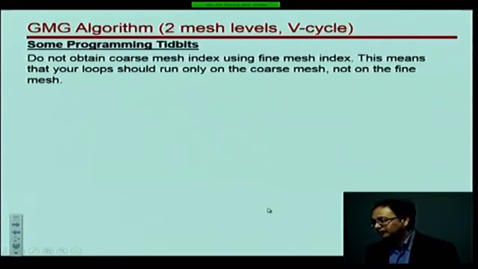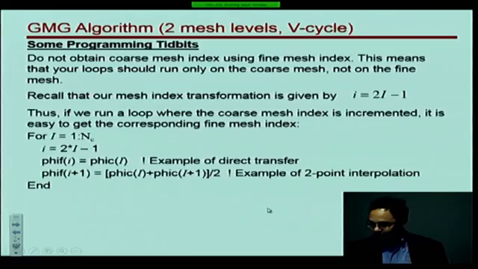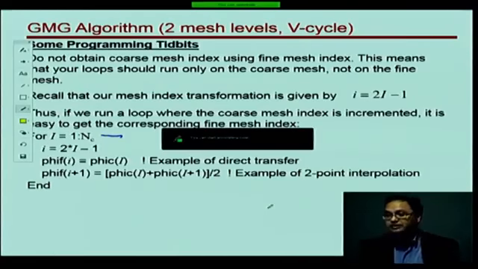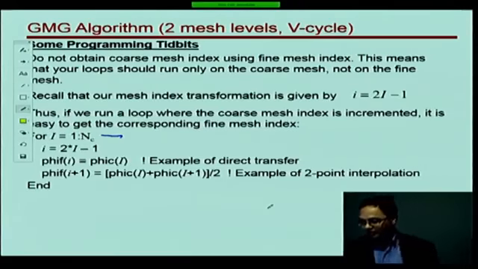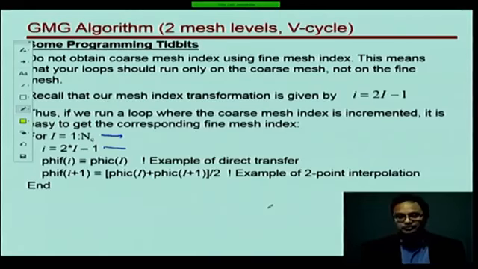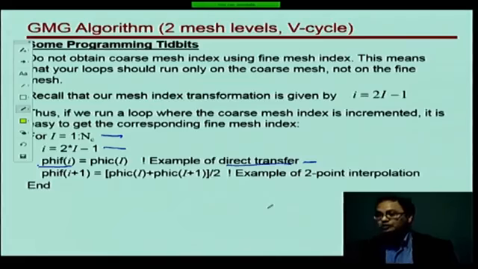This is an example of direct transfer and two-point interpolation. Notice that I'm running a coarse mesh loop instead of a fine mesh loop on the outside, 1 to NC, the number of coarse mesh points. Here is my formula to extract the fine mesh index. Here is an example of direct transfer, which says phi fine at node small i is equal to phi coarse at node capital I.